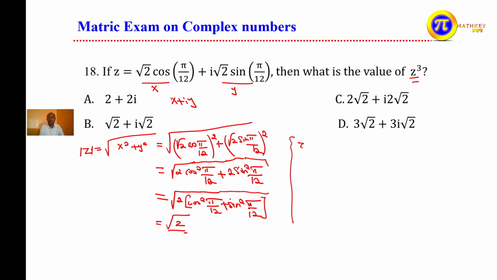power of 3 as such, which is equal to r to the power of 3 times cos of 3 theta plus i sine 3 theta. We are familiar with this one. In our case, r is the square root of 2, the modulus, so root 2 cubed into cos of 3 times theta, which is pi over 12, plus i sine 3 times pi over 12.